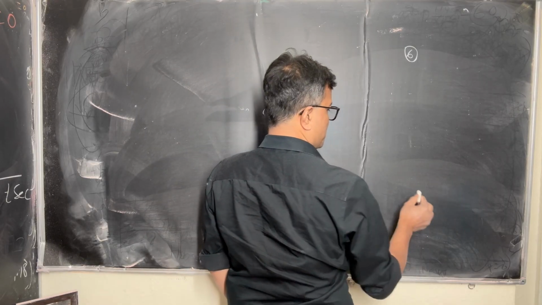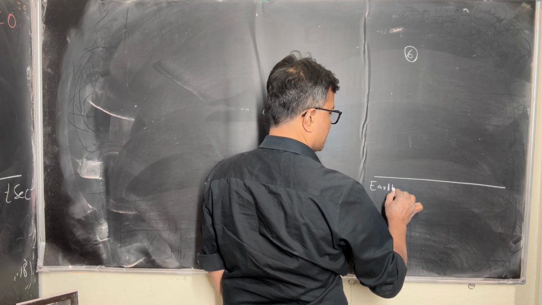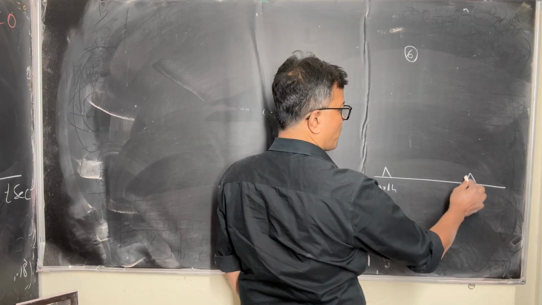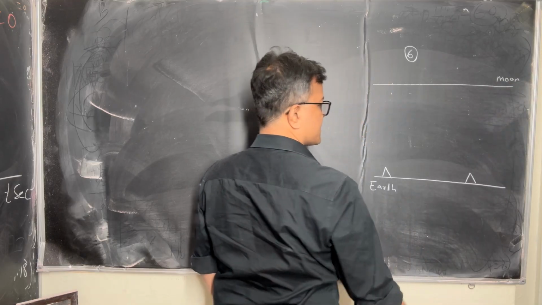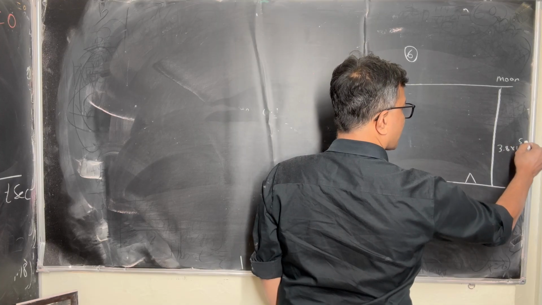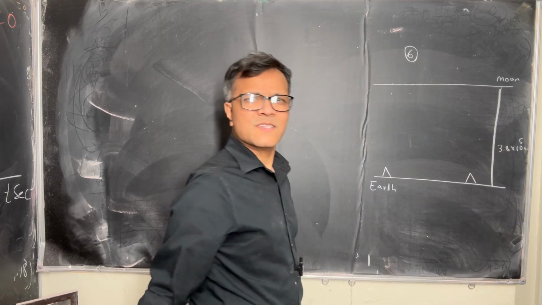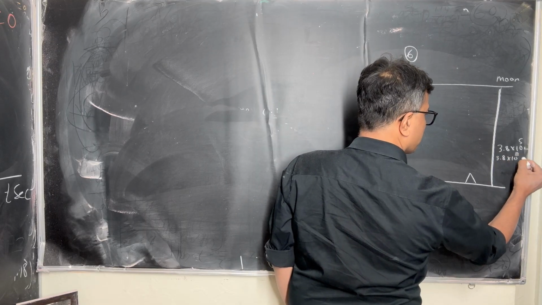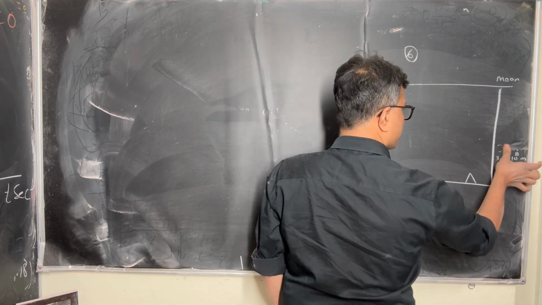Problem number 6. Let's say this is ground, which is Earth. We have two rockets, rocket 1 and rocket 2. We're going to focus on rocket 1, and this is the Moon. The distance from Earth to Moon is 3.8 times 10 raised to 5 kilometers, which is 3.8 times 10 raised to 8 meters. You don't have to use kilometers. Meters is fine.